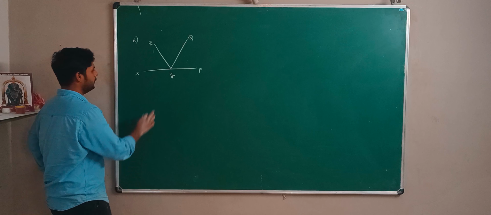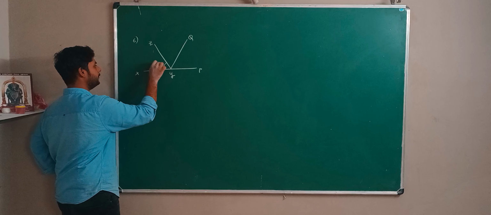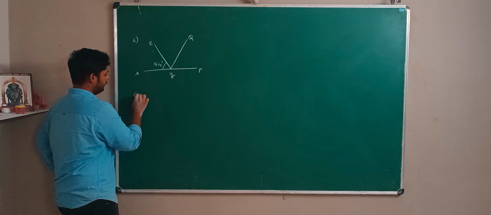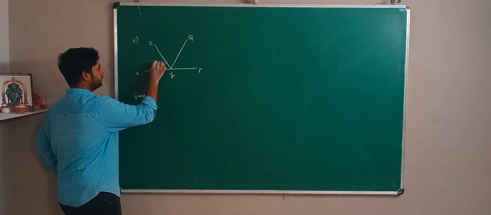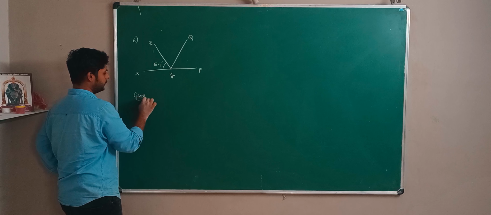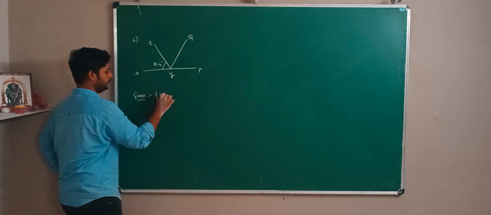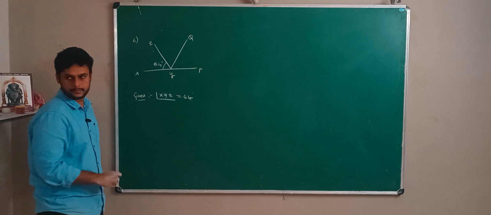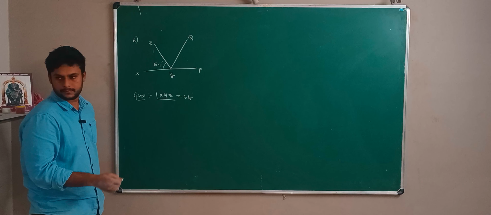See, already it is given that angle XYZ is equal to 64 degree. Okay, what is given? 64 degree. What is given? Angle XYZ is equal to how much? 64 degree. Okay. XY is produced to point P. Draw a figure from the given information.